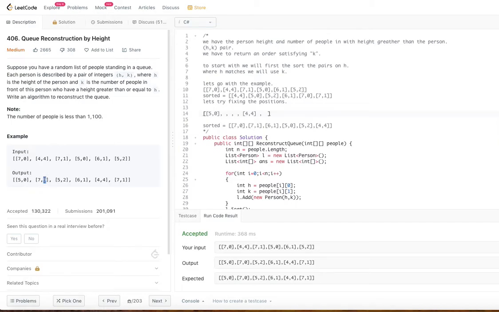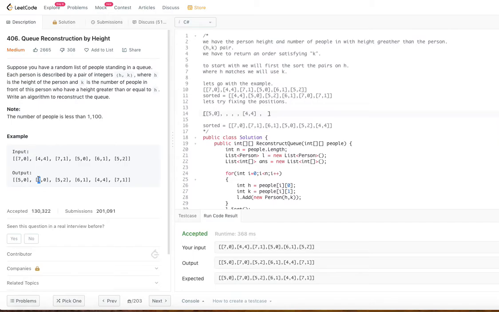If it were just the number of people, irrespective of the height, this would have been 1, this would have been 2, this would have been 3, 4, 5, something like that. But that is not what we are looking for. It's the number of people in front of this person whose height is greater than or equal to this person's. That's the important information.